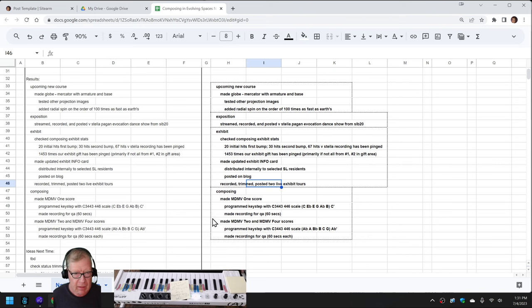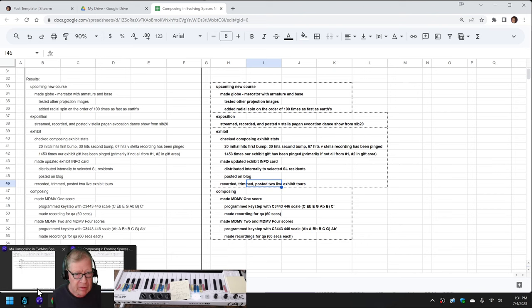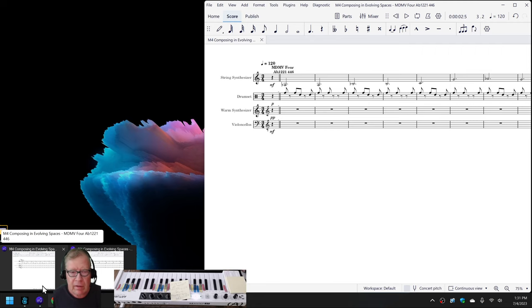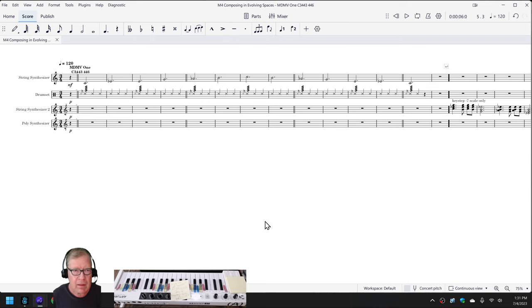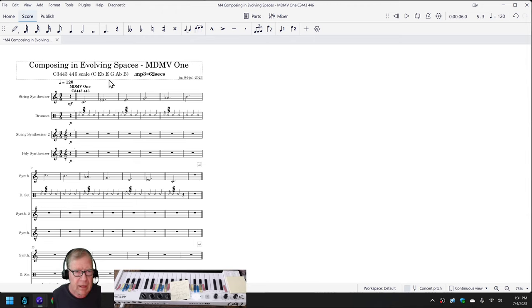composing. We're calling these our dual scales. So this one here, MDMV stands for multiple dimensions, multiple variables. And this uses the notes C, E flat, E, G, A flat, B, which is here on the keyboard. And we programmed our keyboard to not play anything except those notes.